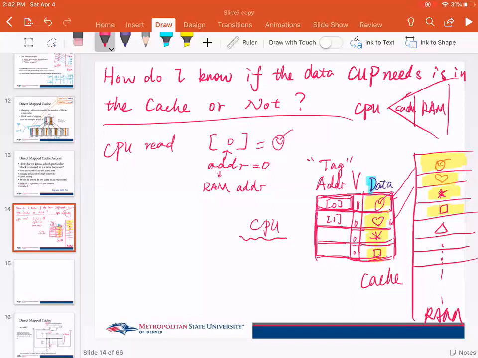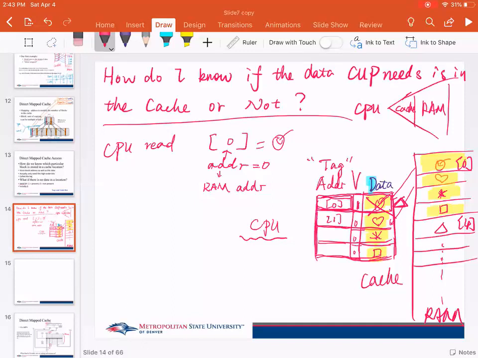However, later on, after you use the square and the CPU wants to use the triangle, what will happen? Then you have to throw the apple away and put the triangle in the first location, because according to the mapping principle, the first location here and the fourth location here should share the same cache block.